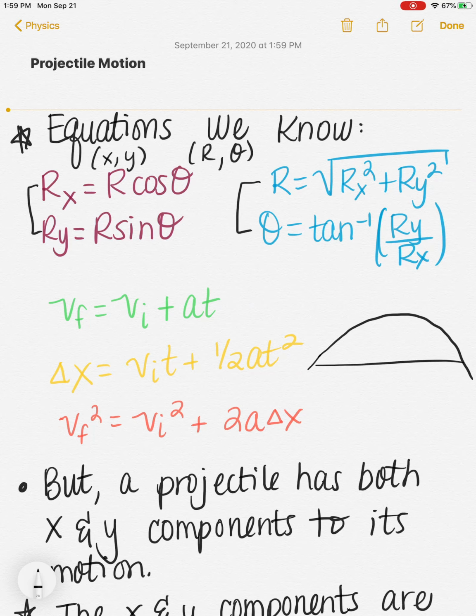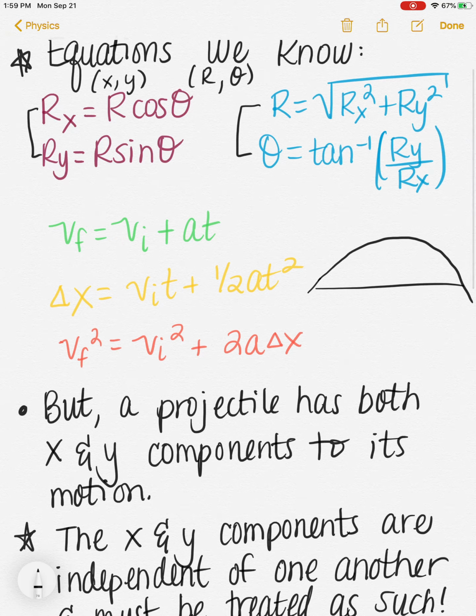Likewise, if you had an x and a y value and you needed the resultant and theta, we could find the resultant by taking the square root of rx squared plus ry squared, and theta would be equal to the inverse tangent of ry over rx.